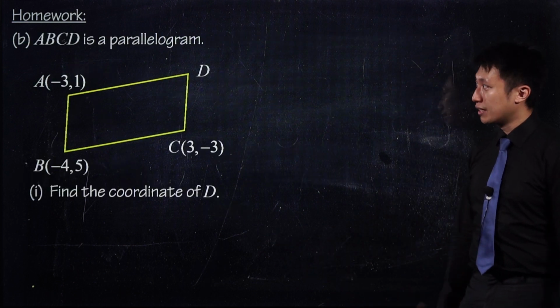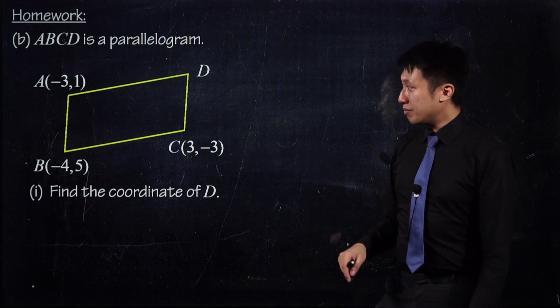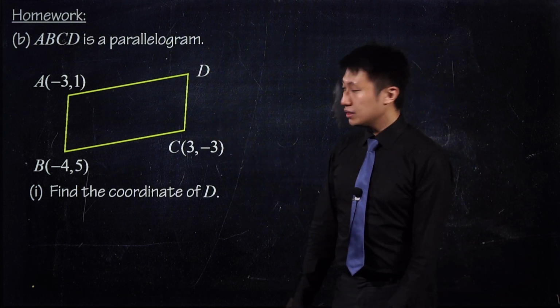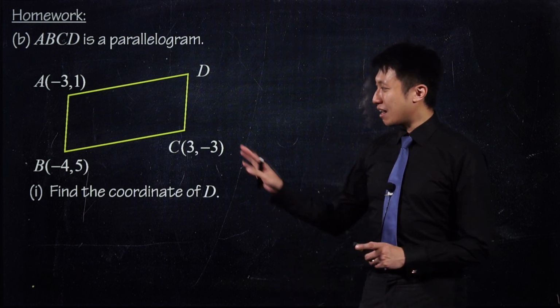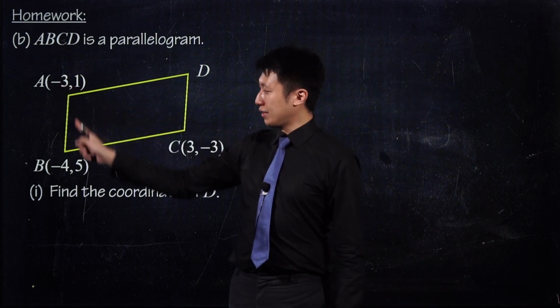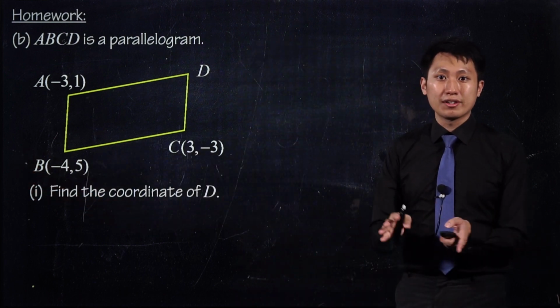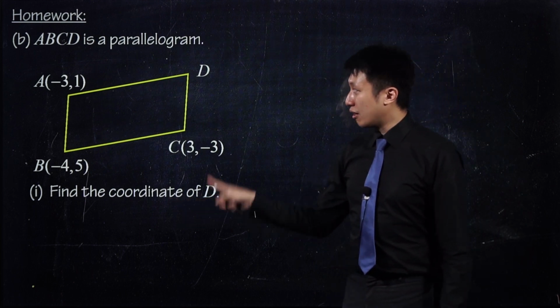Okay, next question here. ABCD is a parallelogram. So I draw this one out. I have this one, and it's given here, right? So it's roughly there. But you see, -3, this is -4. That one should be tilted that way, but it is alright. So you don't really care so much. What you care about is that you want to find the coordinate of D.